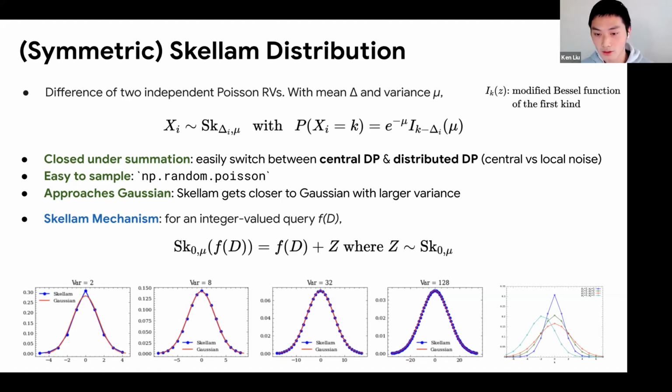Second, it is easy to sample because you can just draw Poisson samples, and implementations for that are already widely available. Also, the Skellam distribution gets closer to the Gaussian distribution with larger variance, which is illustrated below. And this hints at the fact that for privacy applications, the Skellam mechanism could perform as well as the Gaussian mechanism as long as we have high enough variance.